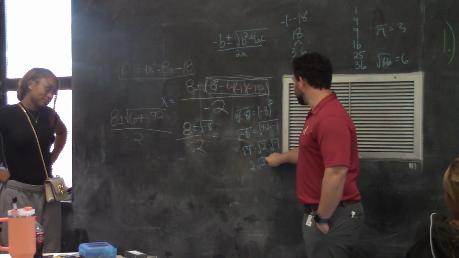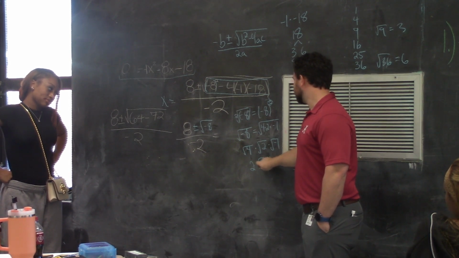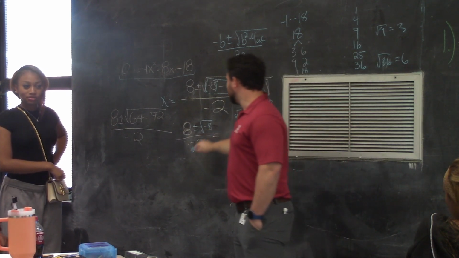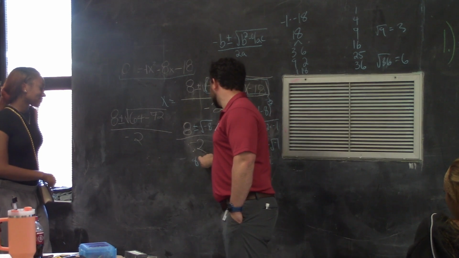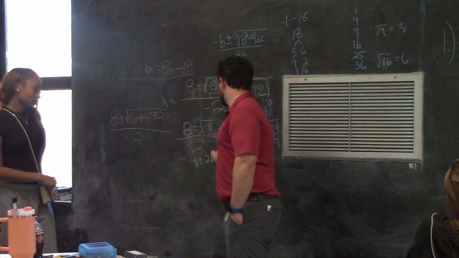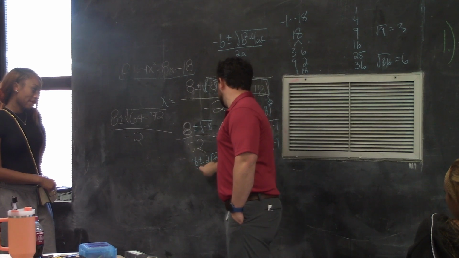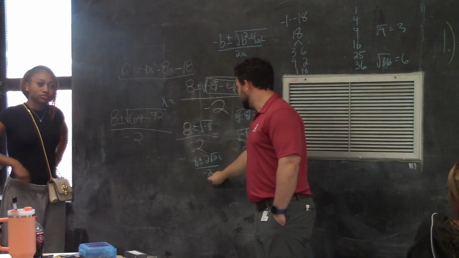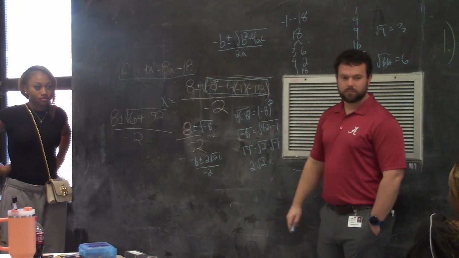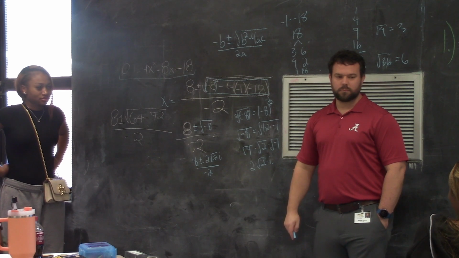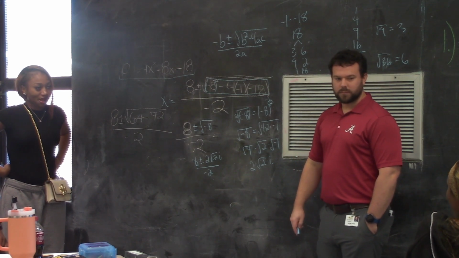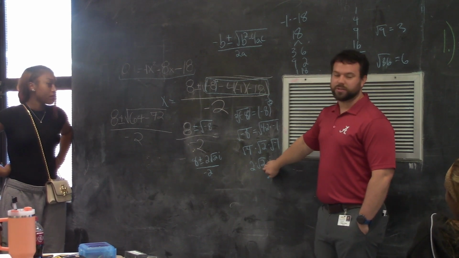Square root of negative 1 is i. 2 root 2 i, that's what would be right here. 8 plus or minus 2 root 2 i, divided by negative 2. So anytime we have the square root of 2, it'll always be root 2. If it's not a perfect square, just leave it as a square root.